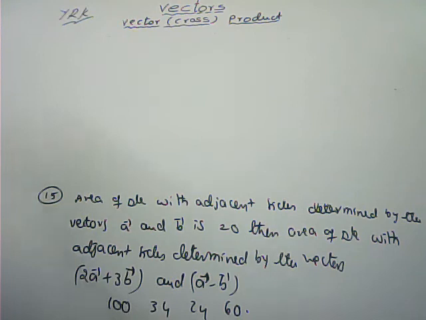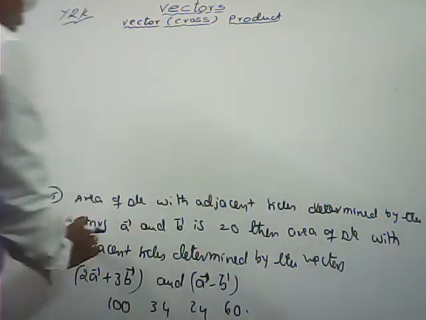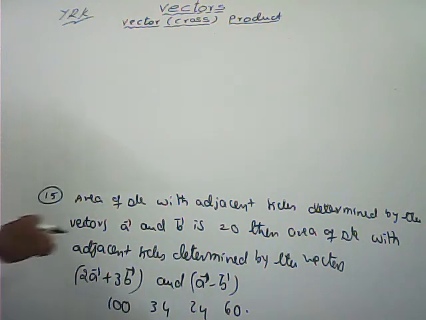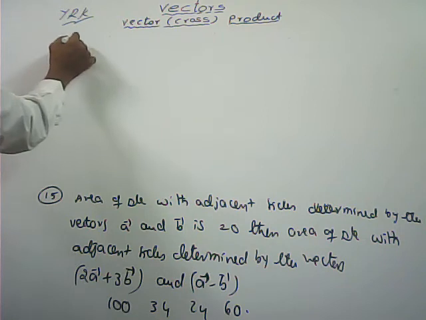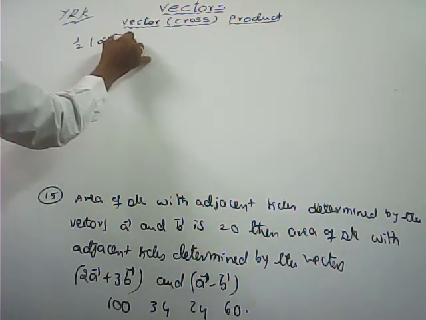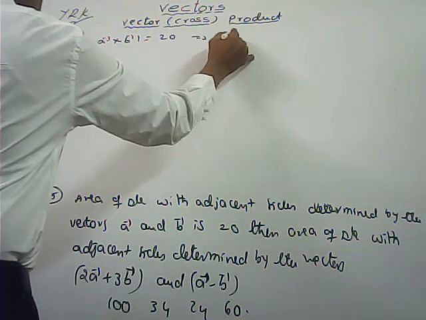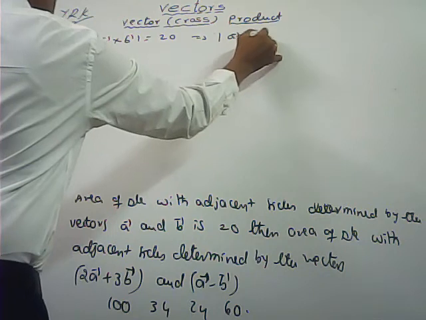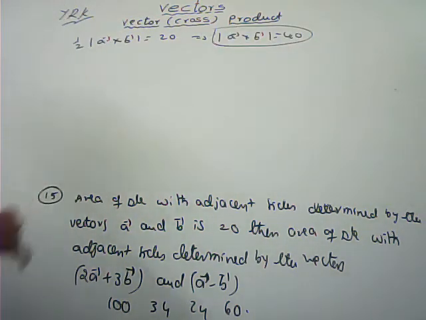Now in the 15th, what they have given: area of the triangle with the adjacent sides determined by the vectors a bar and b bar is 20. Area of the triangle, so that is half of modulus of a bar cross b bar, that is equal to 20 given. That implies modulus of a bar cross b bar is equal to 40. Keep aside this one. This is one relation we got.